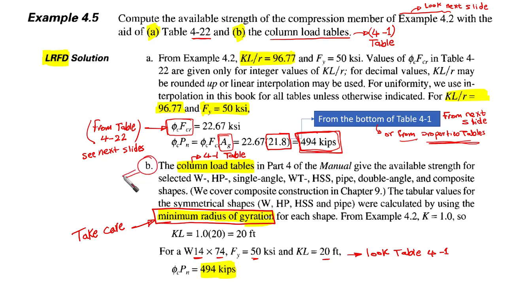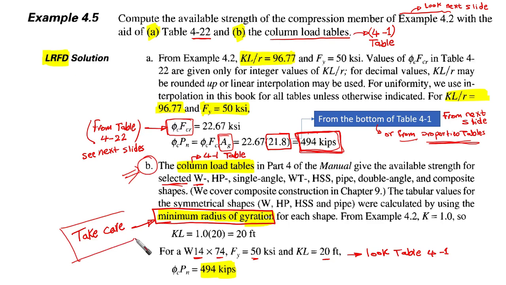Let's go to the second point, which is using column load tables. We're going to obtain this value directly here. The column load tables, which are 4-1 in part 4 of the manual, give strengths for selected shapes, not for all shapes: wide flange, HP, single angle, the wide flange T-shaped, hollow structural sections, pipe, double angle, and composite shapes. The tabular values for the symmetrical shapes like wide flange, HP, HSS, and pipe were calculated by using the minimum radius of gyration.